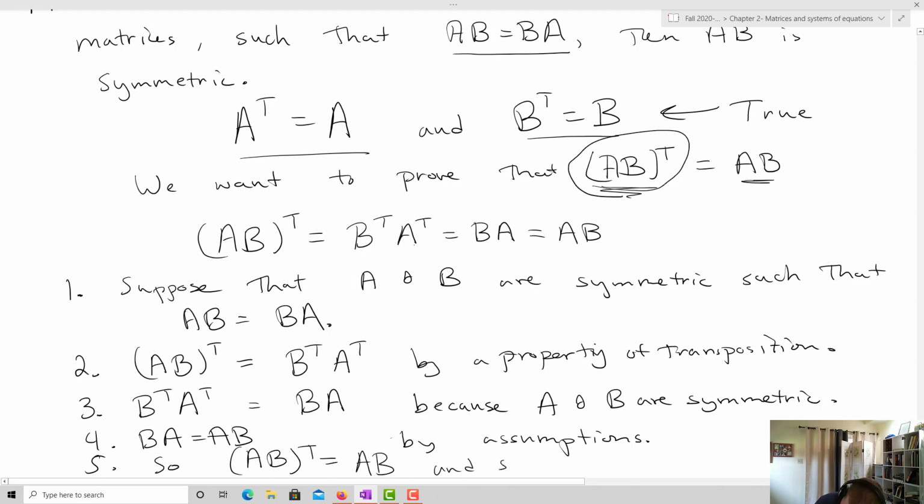And so AB is symmetric. And that's it. What we've done here is utilize some properties of transposition, the given information about the matrices, and what it means to be symmetric in order to prove this statement. So if A and B are both symmetric and they also commute, then the result is also going to be symmetric.